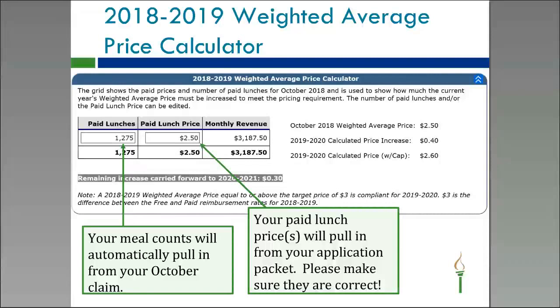In this example, we just have one price point, but if you have multiple price points, those multiple price points will all calculate for you automatically, and then it will show you your calculated weighted average price. So in this example, their weighted average price is $2.50, and then the rest of this tells you if you're required to increase.